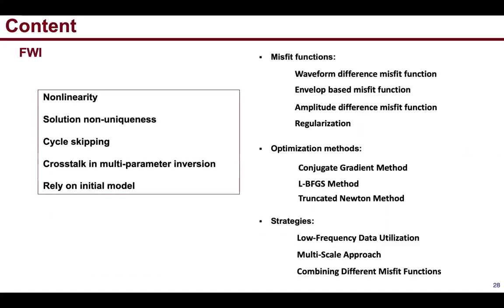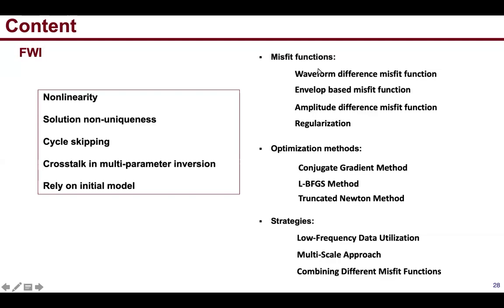Okay, so for FWI, we know that FWI has a lot of challenging problems. For example, FWI is quite nonlinear. It is a very nonlinear problem, and it also suffers from solution non-uniqueness. And it will fall into cycle skipping. A lot of methods have been developed to deal with cycle skipping. Also, if we do a multi-parameter inversion, we will suffer from crosstalk. And it relies on the initial model a lot. So there are a lot of challenging problems in FWI. With respect to these problems, we have different solutions.